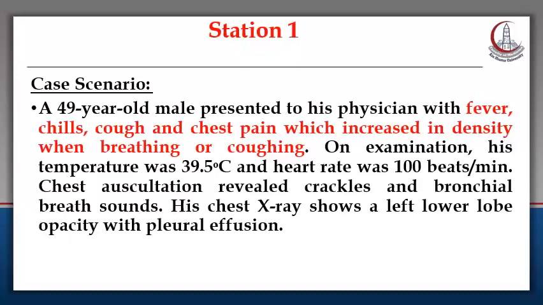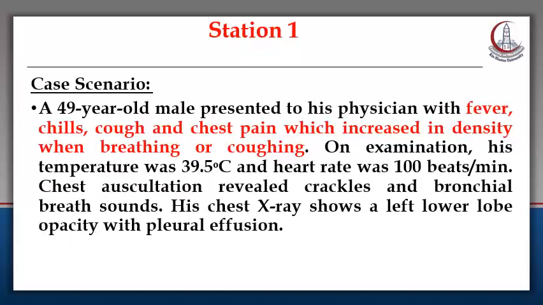A 49-year-old male presented to his physician with fever, chills, cough, and chest pain. As we see, this is the typical symptoms of typical pneumonia. And on examination of this patient, we found that his temperature was 39.5 degrees and heart rate was 100 beats per minute, as he is having tachycardia. On chest auscultation, there were crackles and bronchial breath sounds. Crackles meaning there is secretions inside the lung.